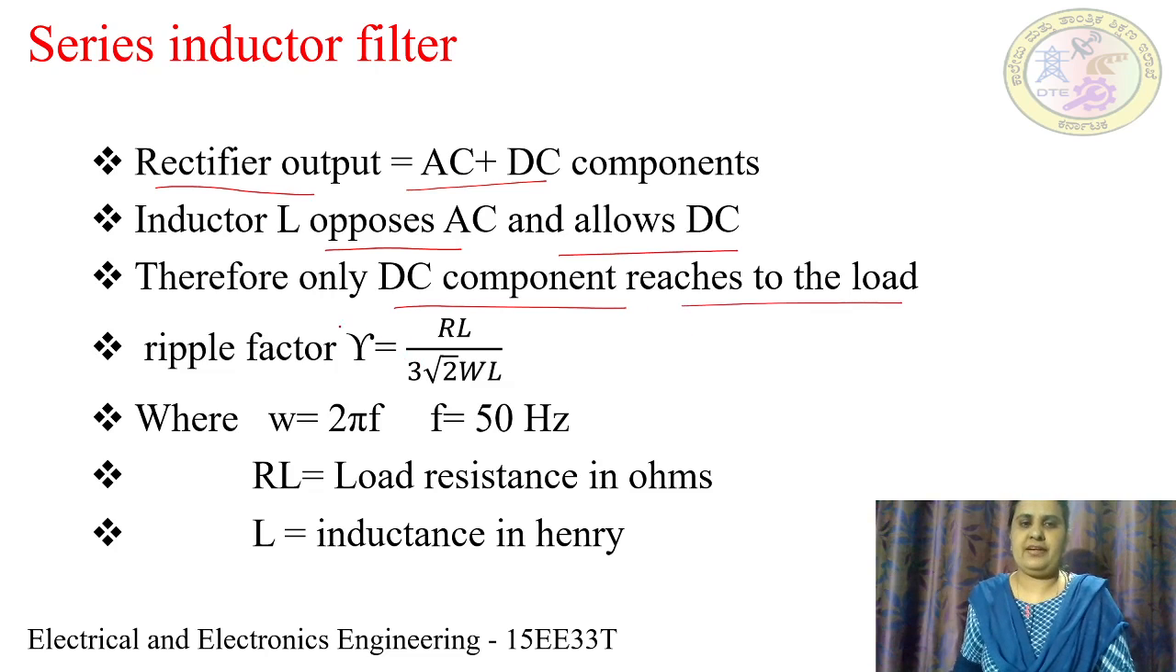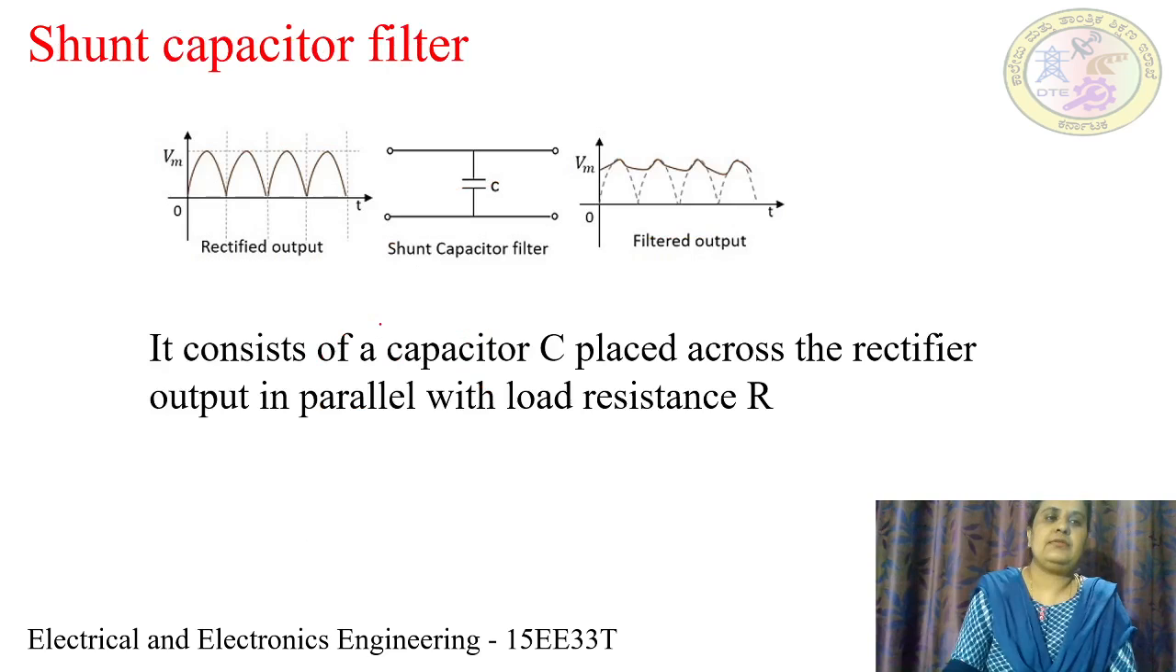The ripple factor is given by the load resistance divided by 3 root 2 omega L. The ripple factor depends on the load resistance connected and the inductance connected in the circuit. If I want a high or low amount of ripple, then I have to wisely choose the value of L and the value of RL. Okay, let's go on to the next filter.